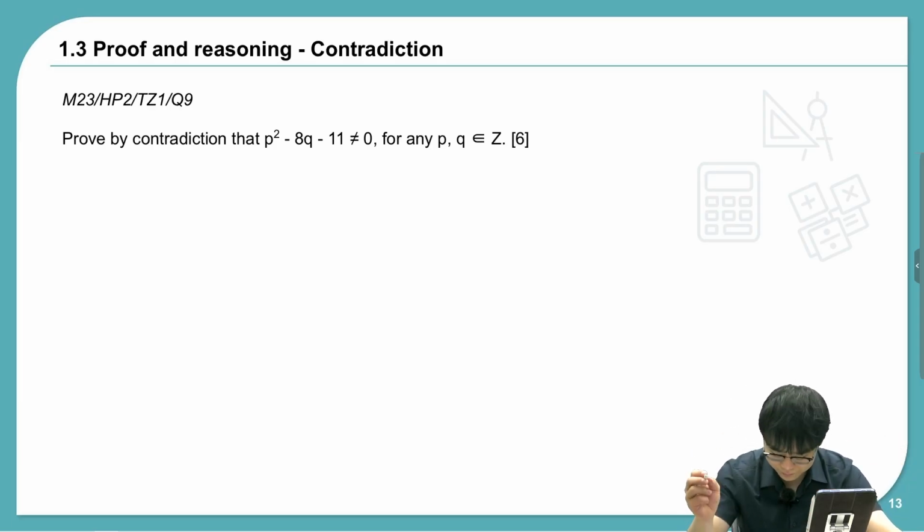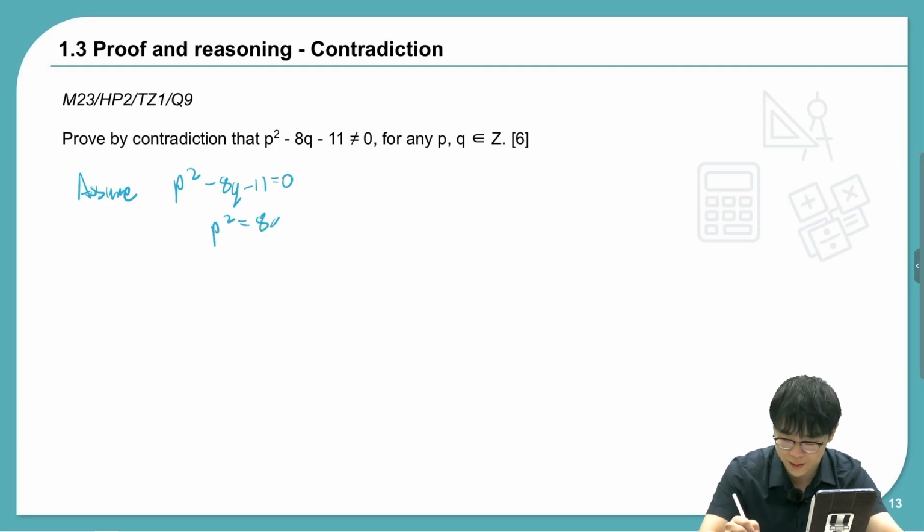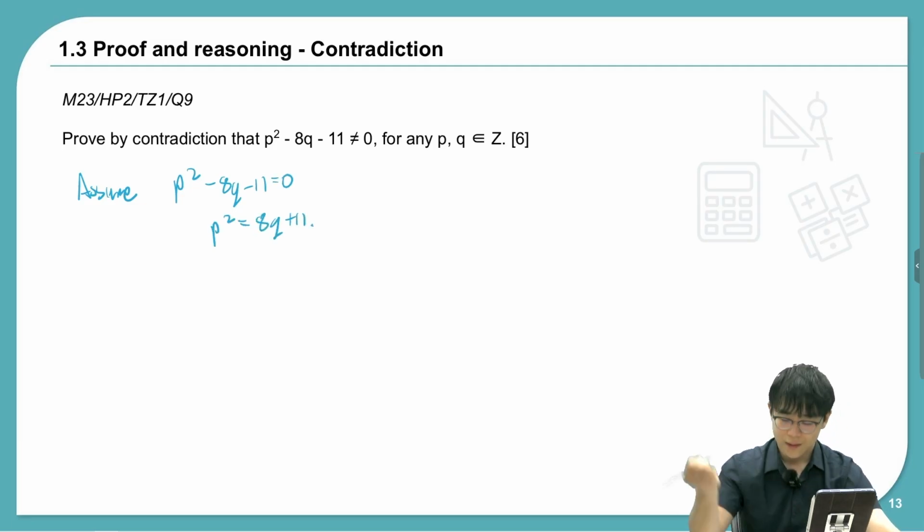We want to assume P squared minus 8Q minus 11 is 0, and then upon some manipulations, we'll show that that can't be true. It's going to be false, right? So let's just assume the true proposition. Let's assume that P squared minus 8Q is 11, or we could just say P squared minus 8Q minus 11 is 0. Or it's like saying P squared is 8Q plus 11, right?